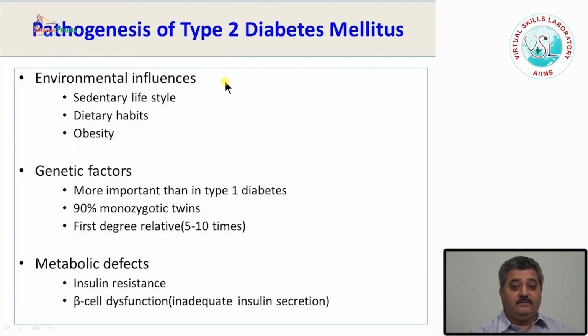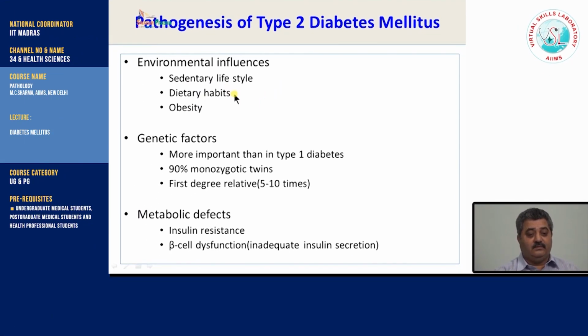As compared to type 1 diabetes, in type 2 diabetes mellitus the genetic factor may be involved, there are some environmental influences, or there may be some metabolic defects. Of all the environmental factors, the most important are obesity and lifestyle. The people who are more obese, who have sedentary lifestyles and dietary habits, who eat more junk food, are more prone to type 2 diabetes.